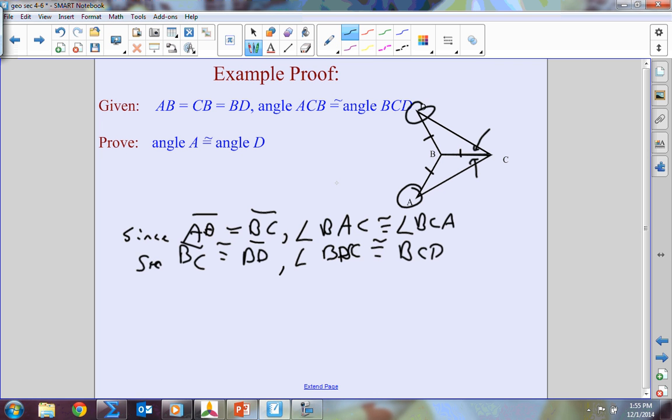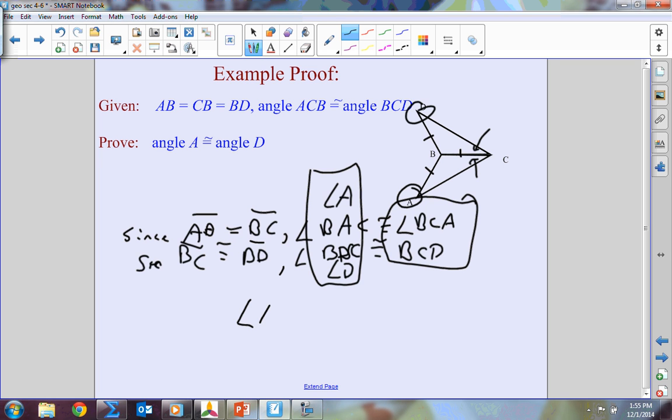BDC. Alright, so this one's angle A, and this one's angle D. I know these two are the same. That means that these two are the same. So you can just go to substitution after you explain all that stuff to show that they're the same.